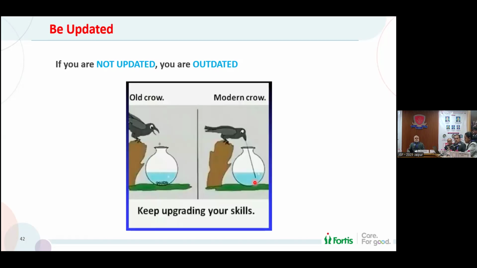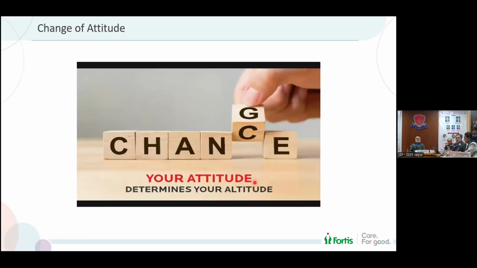So I recommend to all: be updated. If you are not updated, you are outdated. It's only the matter of attitude. So change your attitude towards the laparoscopic hernia repair.